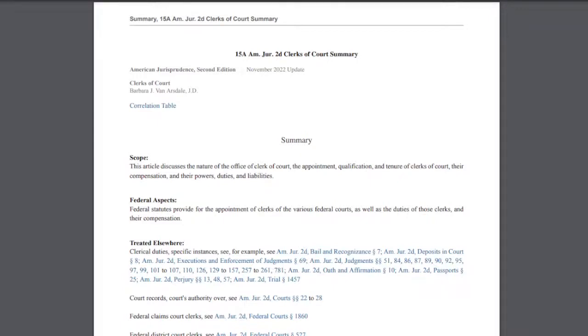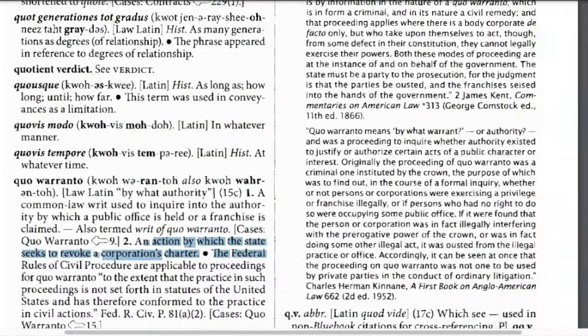Okay, so important to know, look at it one more time here. By what authority? That's what that means in Latin. So we can just say, by what authority? Quo warranto.